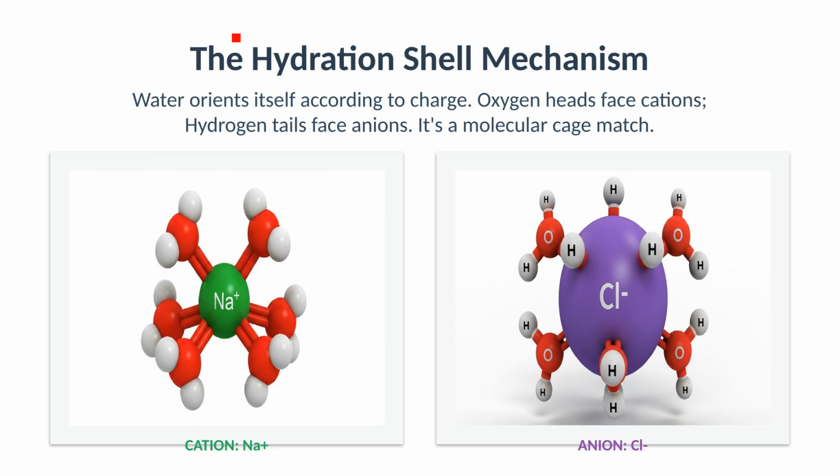When they pull those ions out, they form what we call a hydration shell. Notice the orientation difference in these two diagrams. For the positive sodium ion on the left, the red oxygen heads face inward. For the negative chloride on the right, the white hydrogen tails face inward. It's a perfectly organized molecular cage match that keeps the ions dissolved.